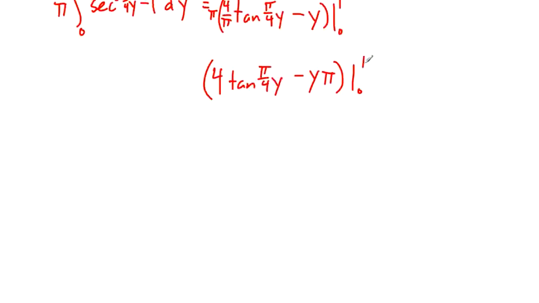Now, if I plug in 1, we're going to get the tangent of pi over 4, which is 1. So then we're going to get 4 minus, plug in a 1 here, I'm going to get pi. And then if I plug in a 0 into tangent, the tangent of 0 is 0, and then this is going to be 0, so that's it. We're done.